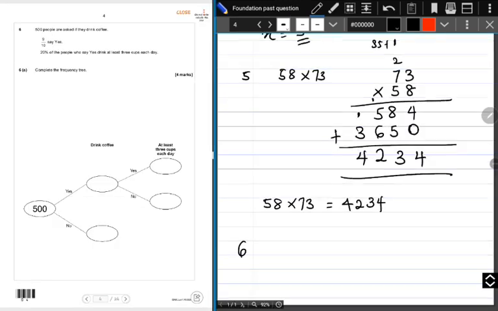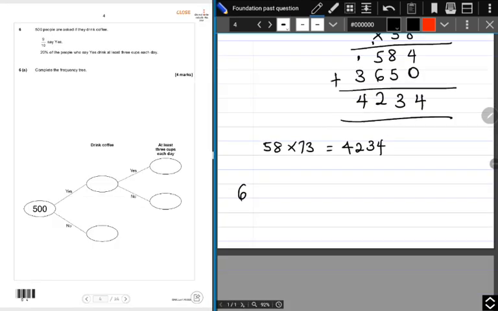Now question 6, we have 500 people. Firstly, we have to get the total number of people that drink coffee who said yes. Since it's 9/10, that will be 9/10 multiplied by 500. Cancelling, we have 9 times 50, which gives us 450. So that means 450 said yes. Now let's come to the diagram.